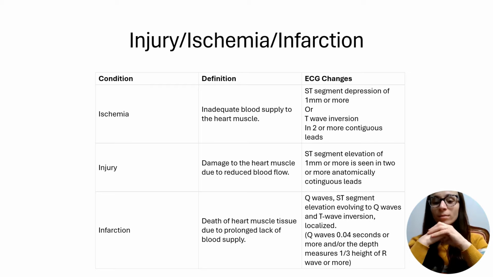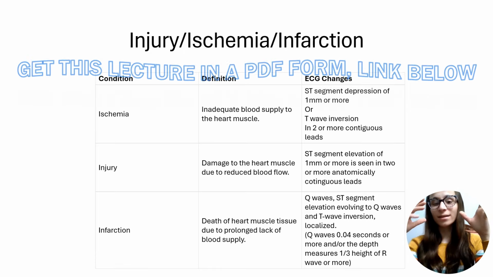ST depressions of 1 millimeter or more, or T-wave inversions in 2 or more continuous leads. For injury, which is damage, that's where you would see ST elevations of 1 millimeter or more in 2 continuous leads. Infarction is the death of heart tissue. Once the infarction is complete, the ST segment elevation will return back to baseline, and the T waves will turn back. But the Q waves will be the ones that stay changed. That's evidence that tissue damage occurred, or that someone has an old MI, because the Q waves will stay abnormal.